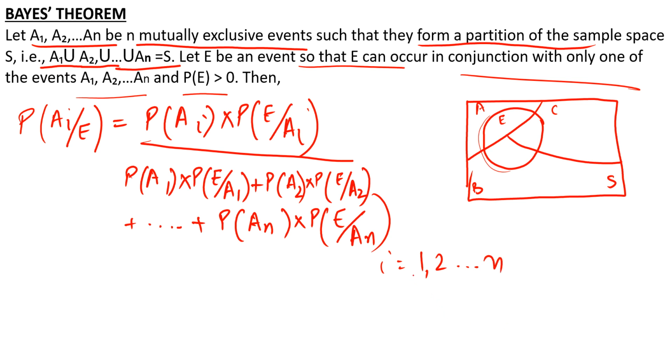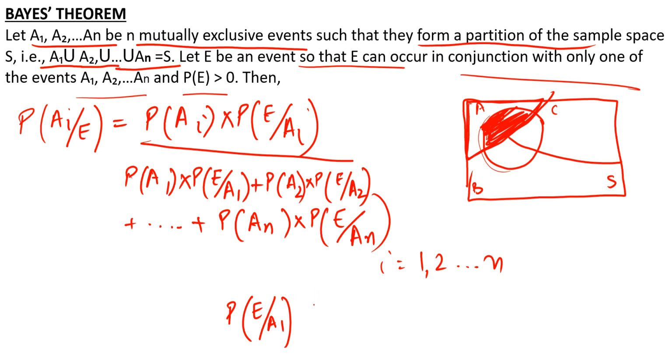Right? Now, if I would like to ask you, what is the difference between Bayes theorem and conditional probability? See, when we are talking about conditional probability, what is the probability that event E will occur when A1 has already occurred? We are saying that this A has already occurred, this part has already been done. Now what is the probability this will occur? So this is the probability that event E will occur given A1 has occurred.